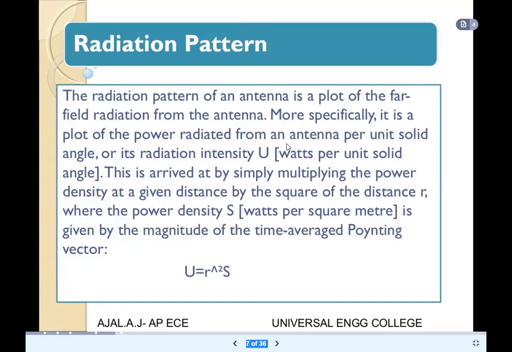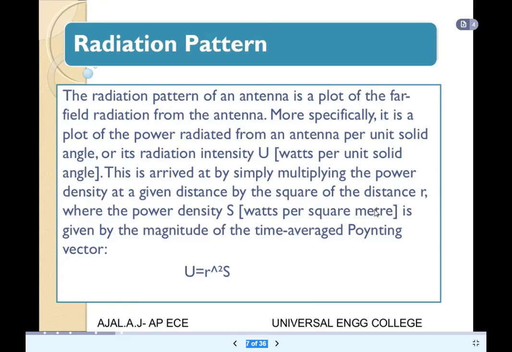And more specifically, it is the plot of power radiation from the antenna per unit solid angle, and it is defined as the radiation intensity. The radiation intensity of the antenna is denoted by the letter U, in watts per unit solid angle.